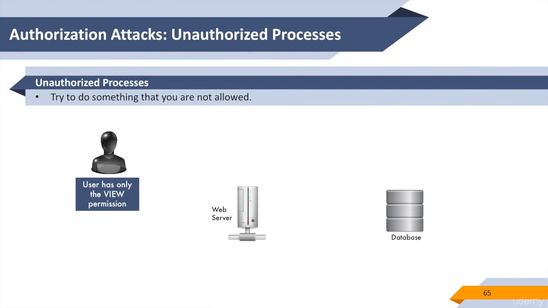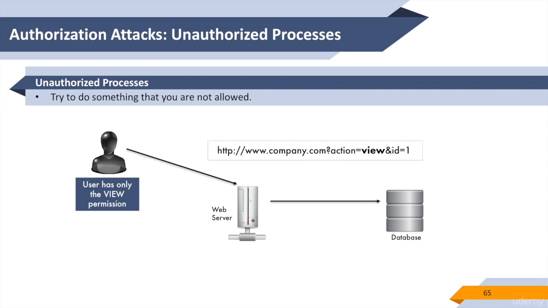The scenario displayed on the slide is a true story. The user has only view permission on the product. When she wants to view a product, the URL is prepared as seen on the slide by the application. Now there's a parameter named action, and its value is view. What if we change the value of the parameter to delete?